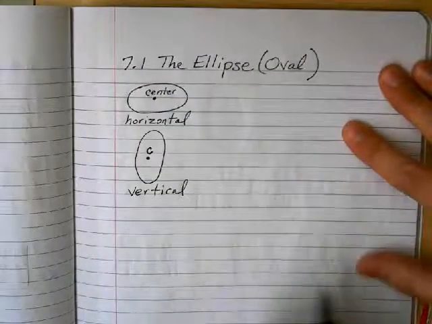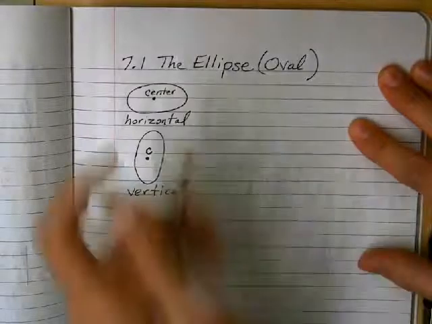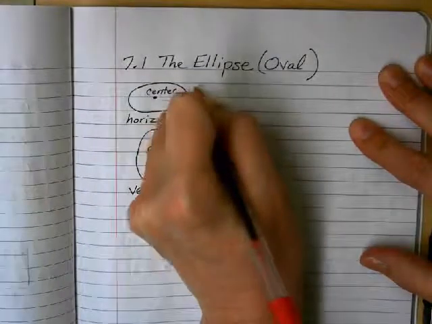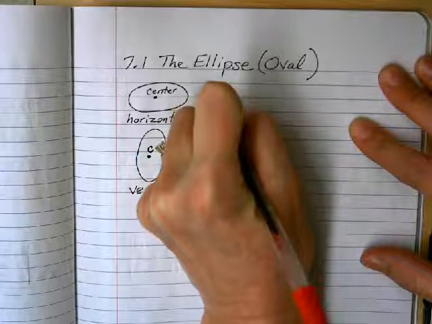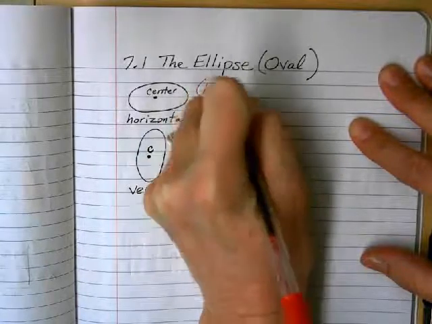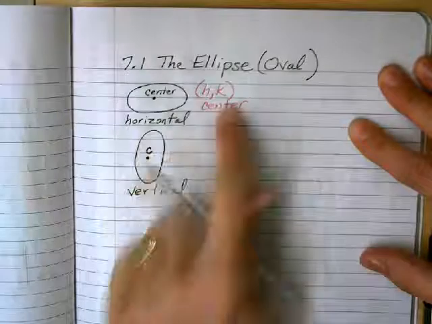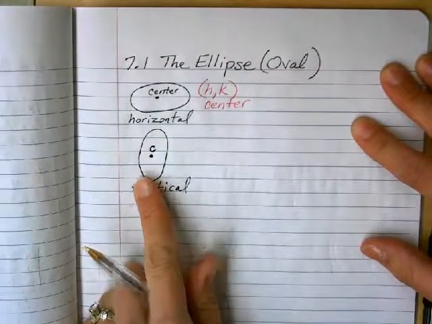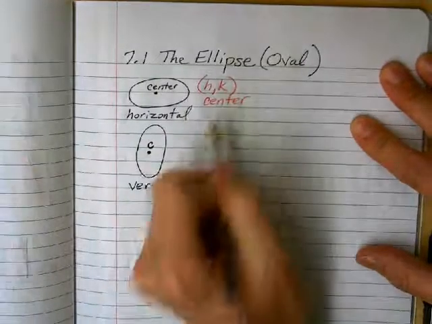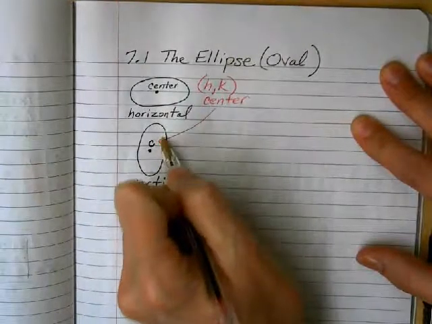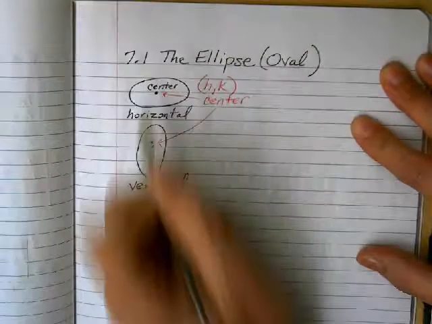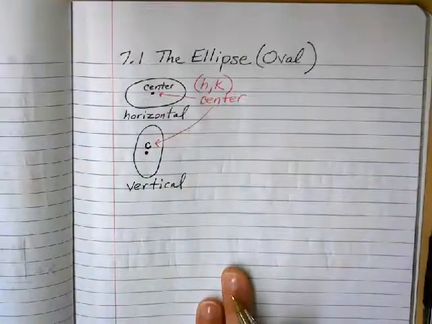and the center point, you would label the center point as H and K. That's the center. The center of each of these would be H comma K for both of these. Center point of this one, it would be H and K.